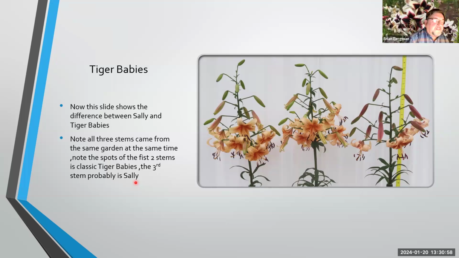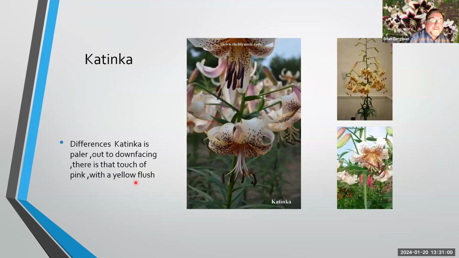Okay, next slide. And here's Katinka, bred by Joe Mattis. You notice the paler color, but the spotting is similar. There is a little bit of difference in the pink flush. And if you look at the inflorescence on the top picture, which is an ideal grown one, you can see how the inflorescence is better structured. But they're similar. Okay, next slide.